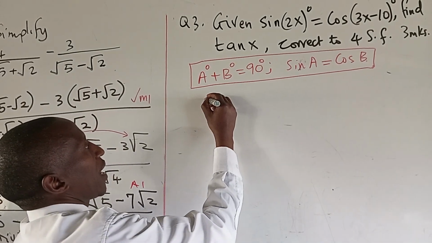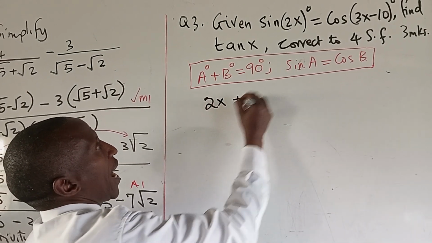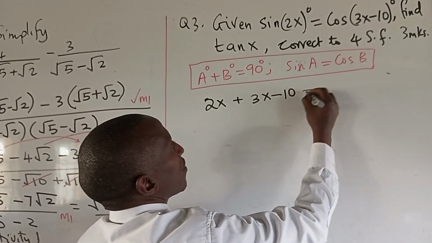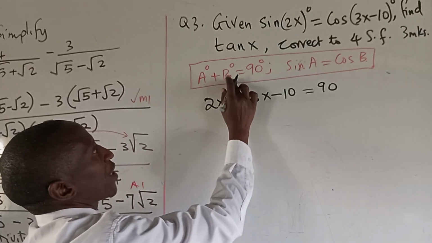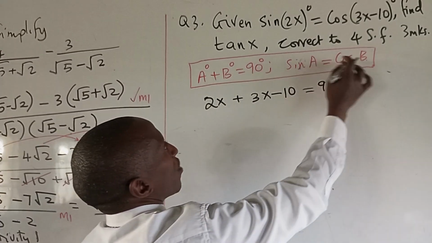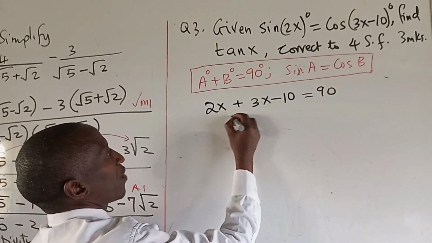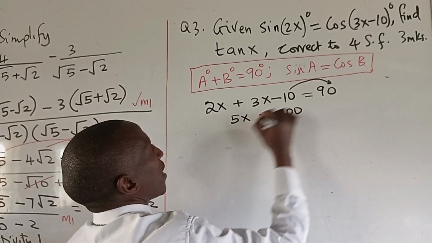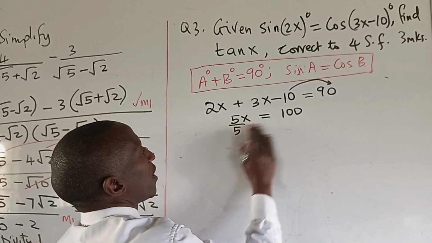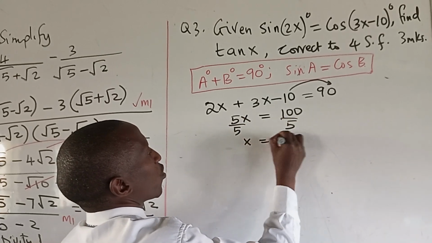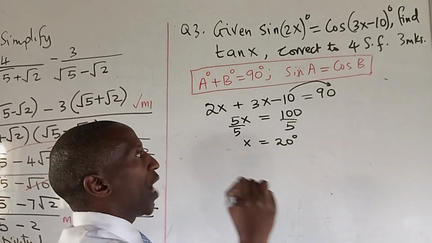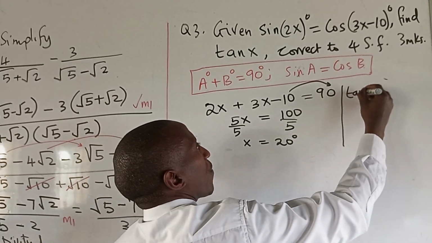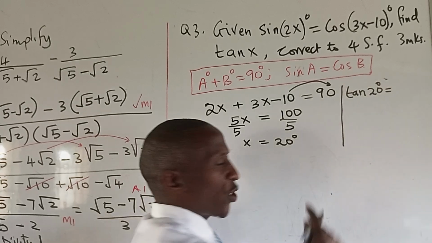We shall have 2x as the angle, added to the other angle, 3x minus 10, and that gives us 90 degrees. A plus B equals 90 if sine and cosine are equal. Put like terms together, we get 5x is equal to, we shift this on the other side, we get 100. And therefore, divide by 5 both sides, we get that x is equal to 20 degrees. However, the question asked us to evaluate tangent of x. So what is tan 20?